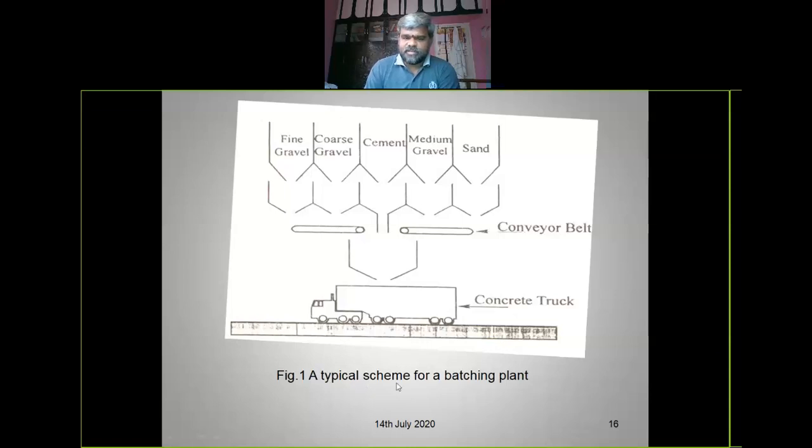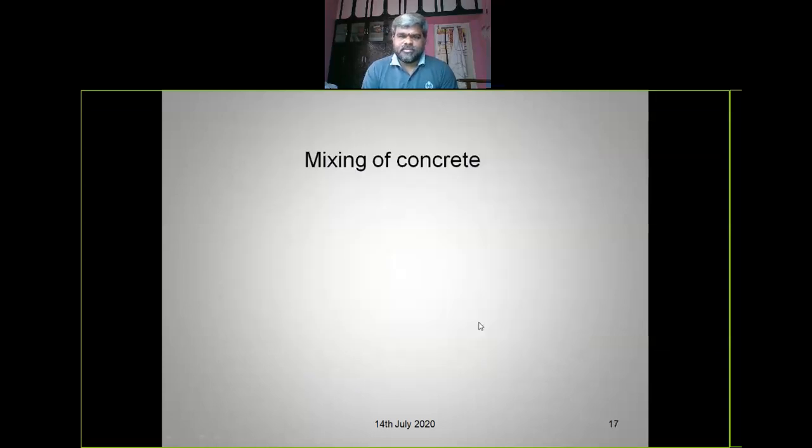See, this is a typical scheme for a batching plant, right? So these are the different materials, and hoppers are there, it will take by conveyor belt, it will automatically take, right? Automatic batch.